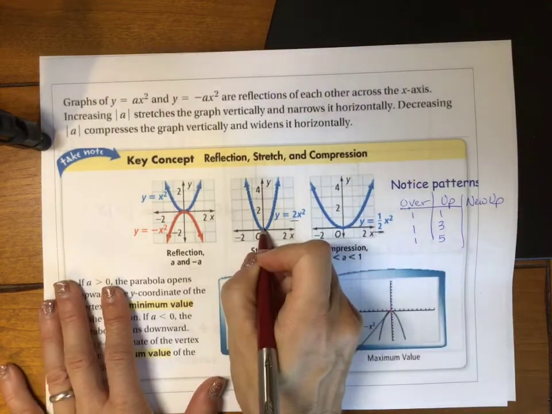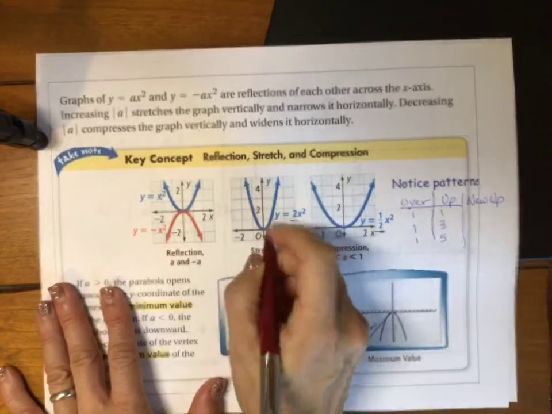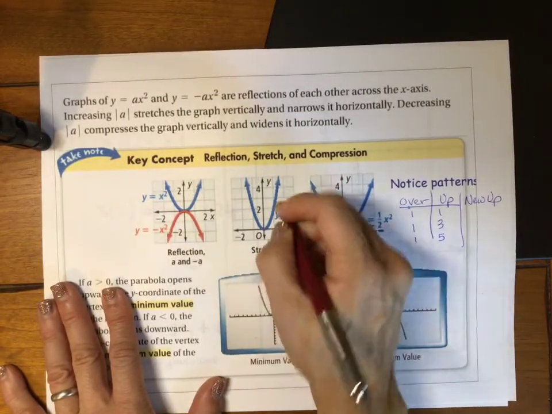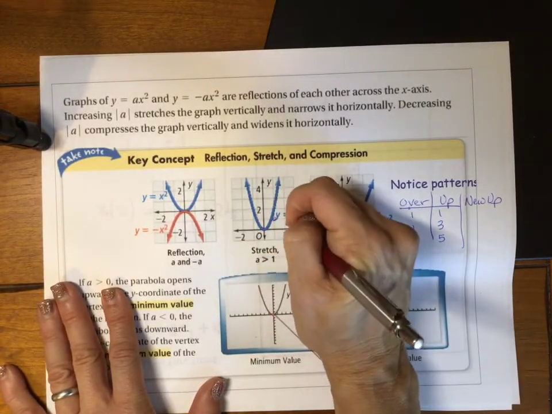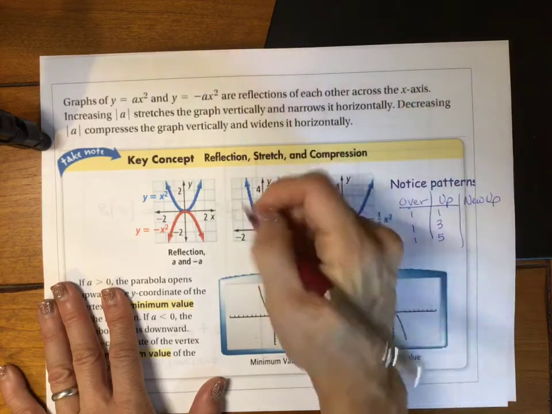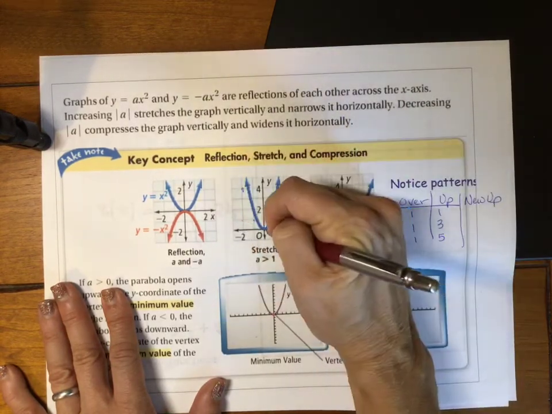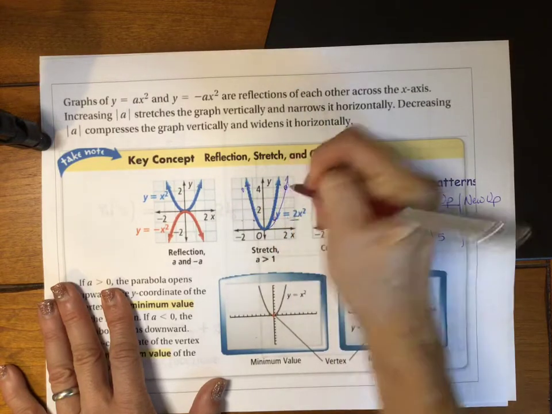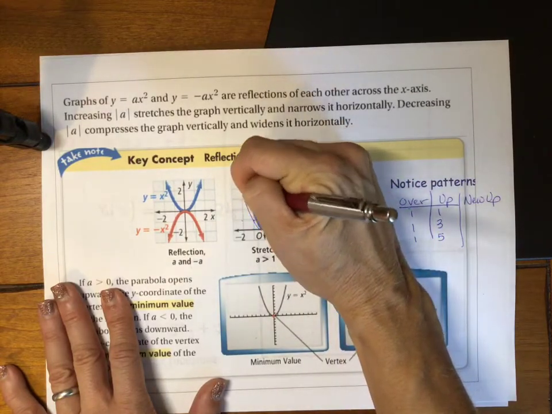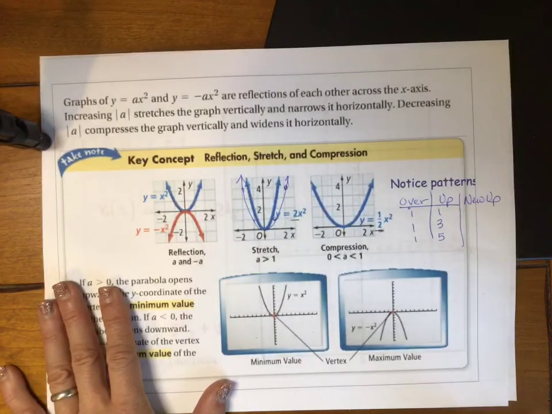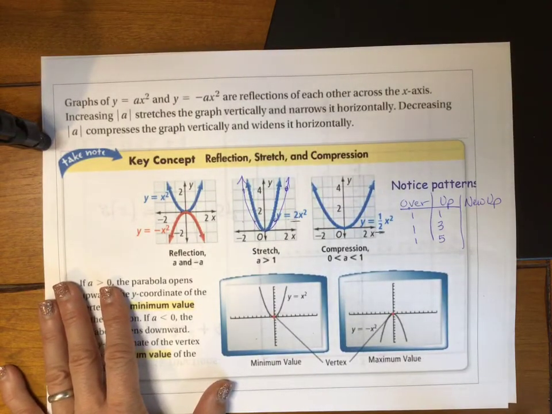So in this case, if I was going to graph my regular over-up pattern, I went over 1, up 1, over 1, up 3 on both sides. Over 1, up 1, over 1, up 3. And so you can see that our stretch graph is a little more narrow than our graph that wasn't stretched.